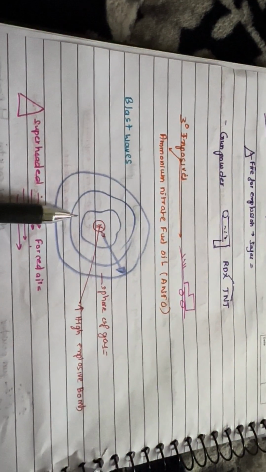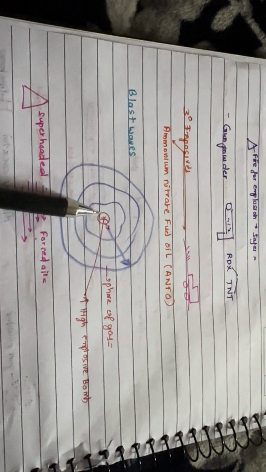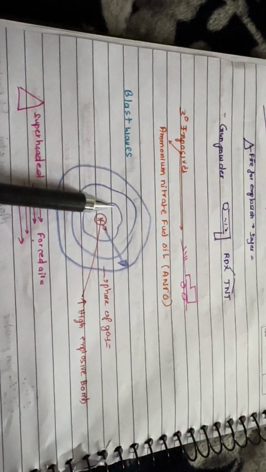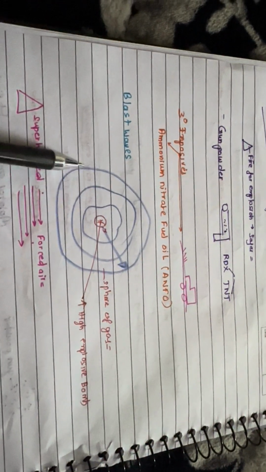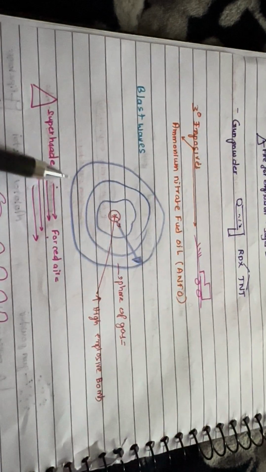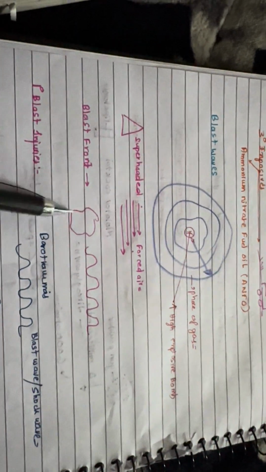Blast waves. A blast is an expanding hot sphere of gas generated from the burning of a high explosive of the bomb. A blast is superheated forced air which causes extensive damage. The blast front is the leading edge of the blast wave.